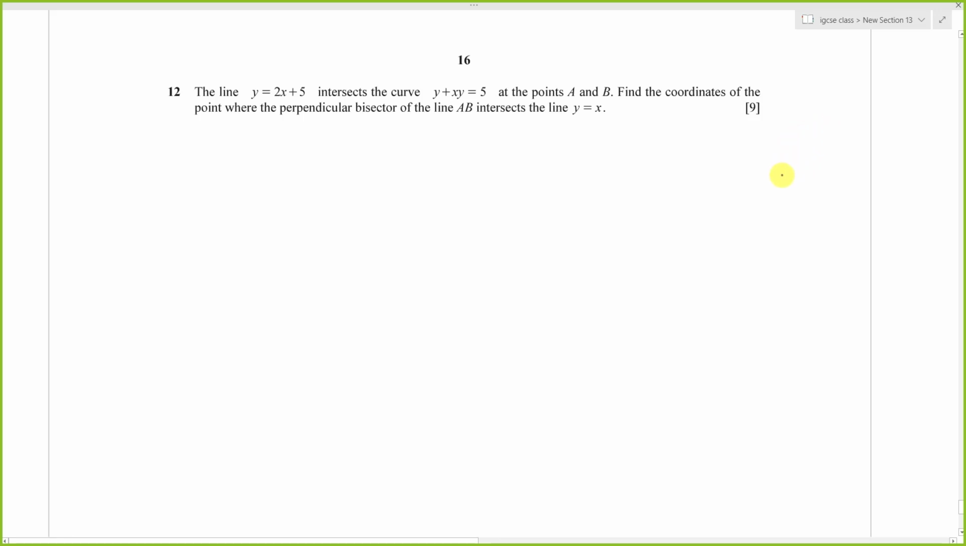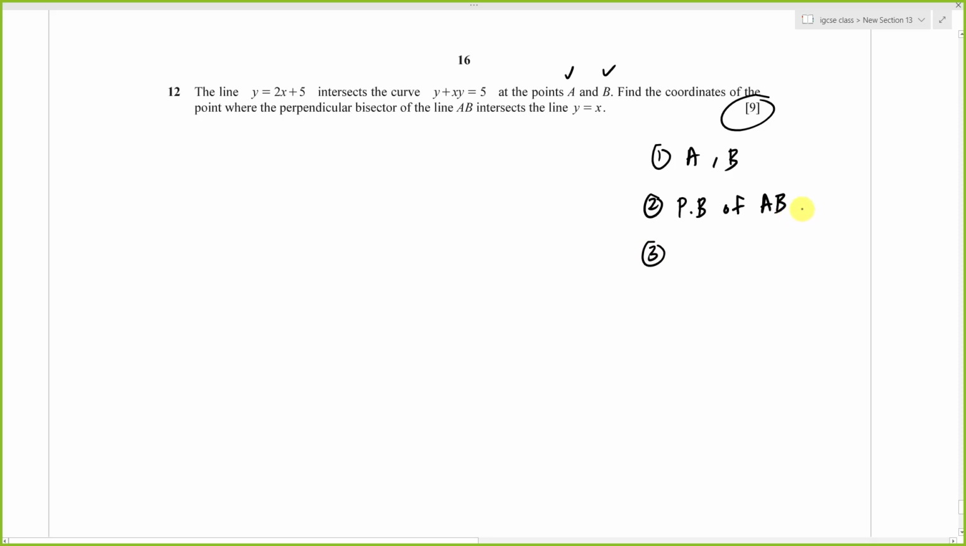Okay, last question here. So this line will intersect at points A and B. Find the coordinate of the point where the perpendicular bisector of AB will intersect the line y equals x. Yeah, 9 marks, there's a lot of things here. So my first objective is to find the coordinates A and B. Second objective, I want to find the perpendicular bisector of AB.